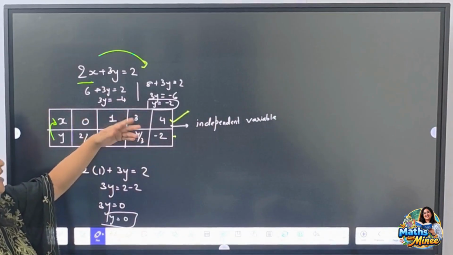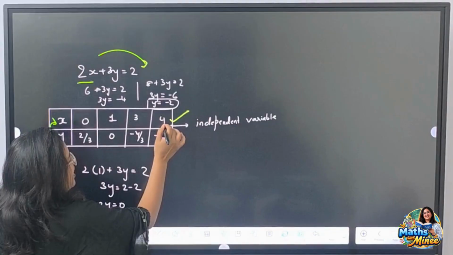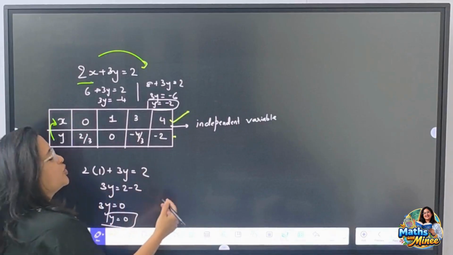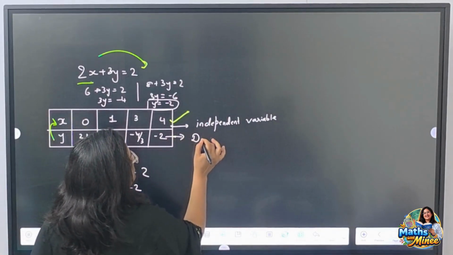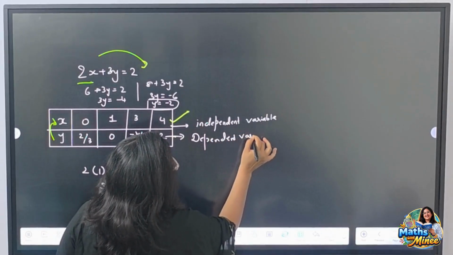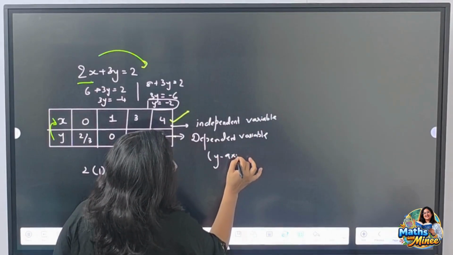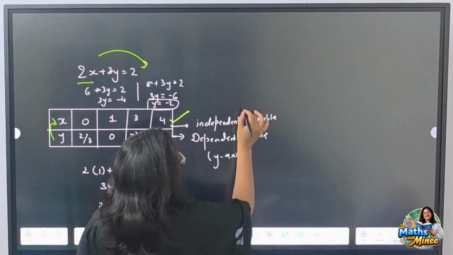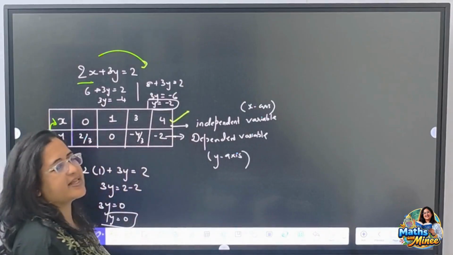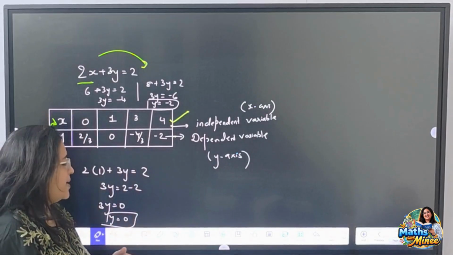So what will happen at that time? It will reverse. So in this case, when I have taken the value of x first and depending on that the value of y is changing, y is known as the dependent variable. Always the dependent variable is represented on the y-axis and the independent variable is always represented on the x-axis. So the x-axis is independent while the y variable is dependent.